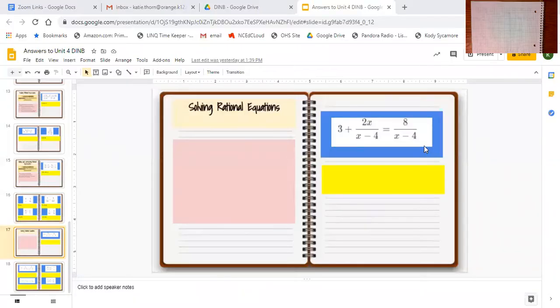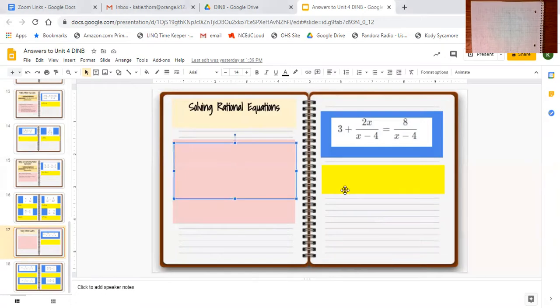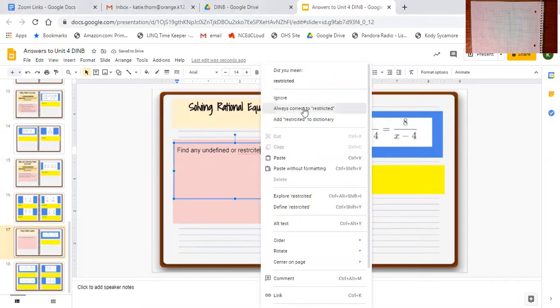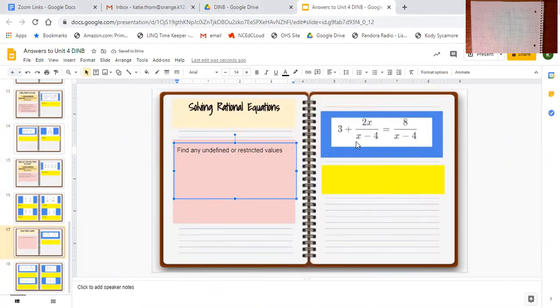All right, so this video is covering slides 17 and 18 about solving rational equations. When you're solving rational equations, you want to first find any undefined or restricted values. We'll do that by looking at the denominator and setting it equal to 0, just like we did when we were simplifying. After that, you want to get a common denominator, like we did yesterday.